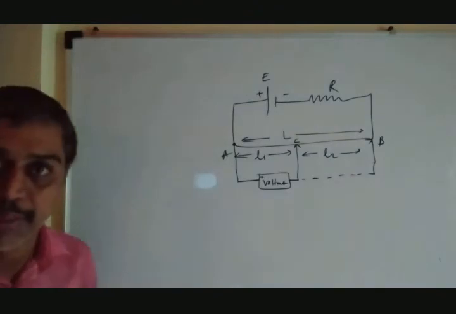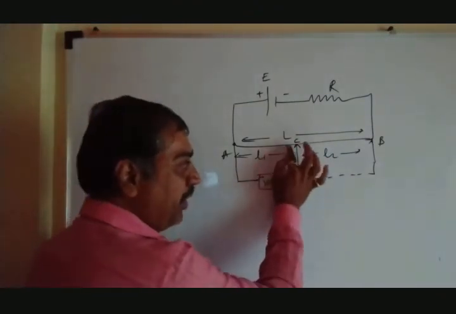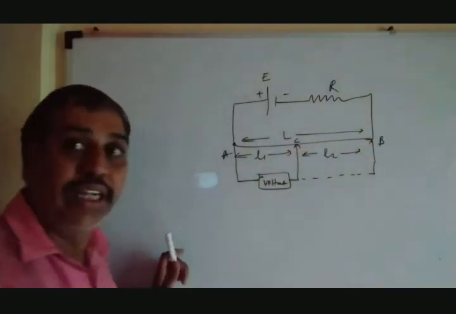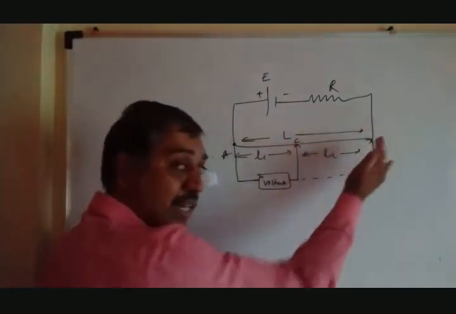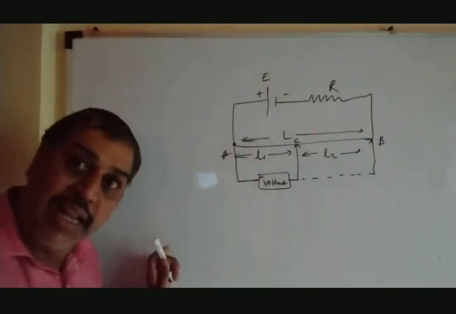So that means what? In the same fashion, what will occur? As we touch this voltmeter here, the voltage increases. Why? Because the length increases. If you come back, the voltage decreases because the length decreases.